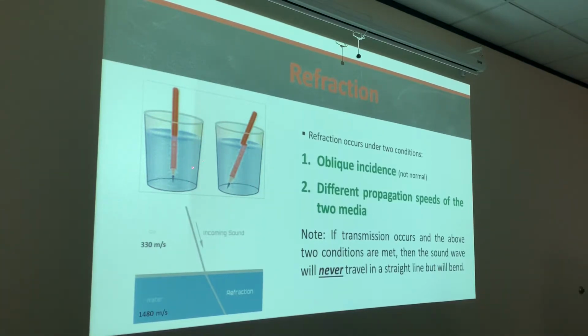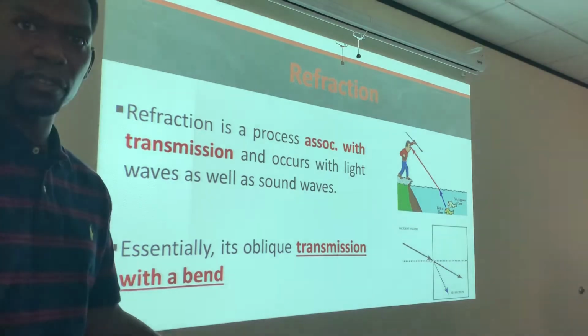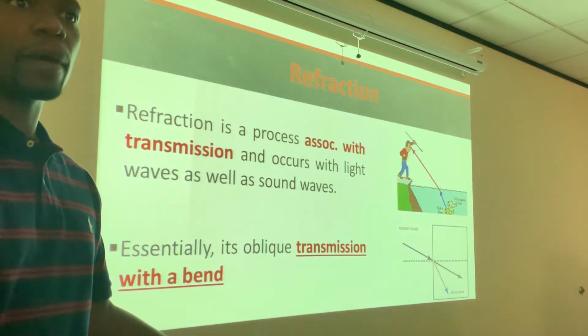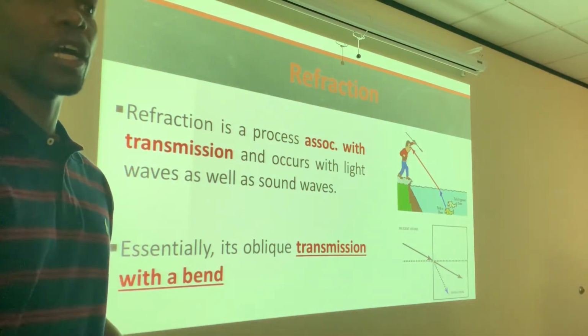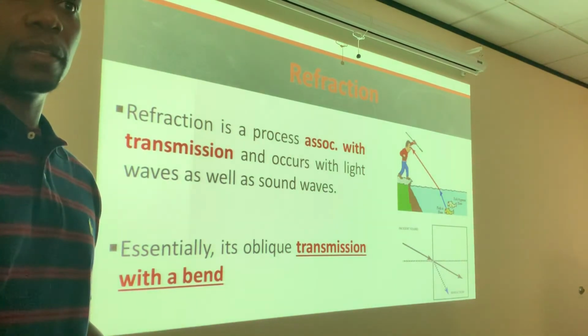Even if they have the same propagation speed, such as right here, this medium and this medium have the same propagation speed, then it's going to travel in a straight line. It's going to look just like that, even though it's at an oblique incidence, right? It's all about propagation speed difference when we're talking about refraction and hitting it at an oblique incidence.